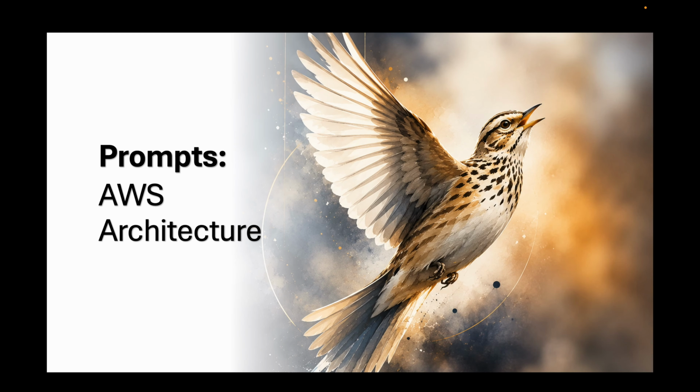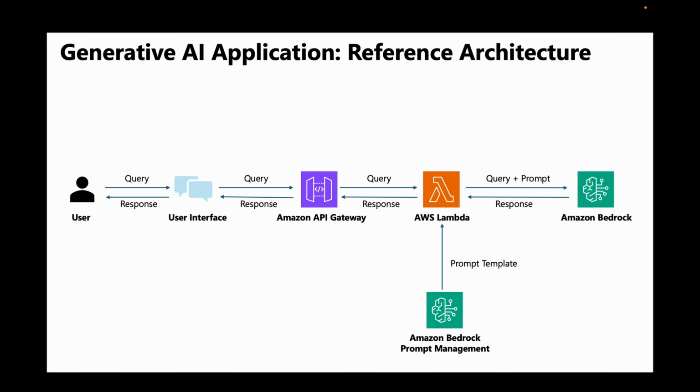In this episode, we will review a reference architecture on AWS for a very simple prompt engineering-based generative AI application. We have users interacting with a user interface, which is typically a mobile or a web application.